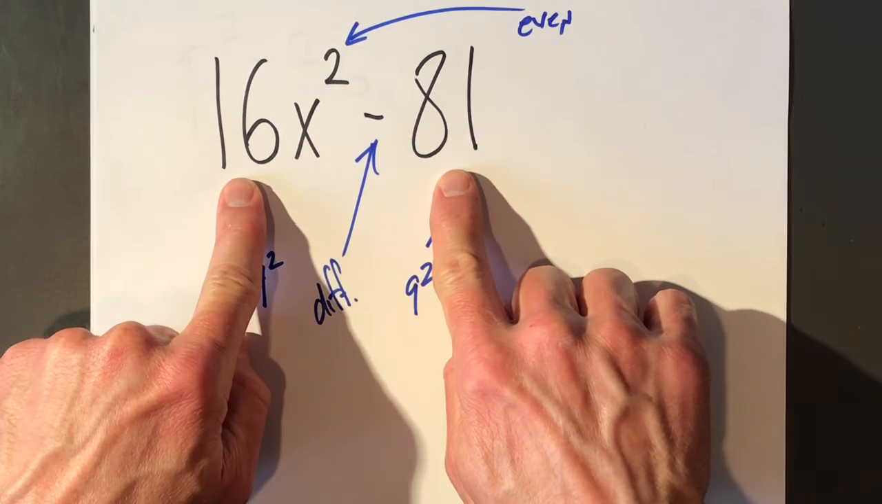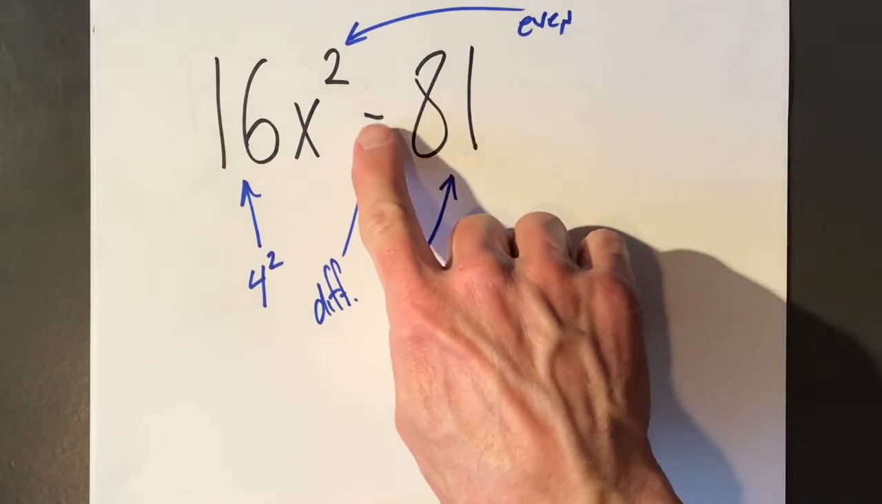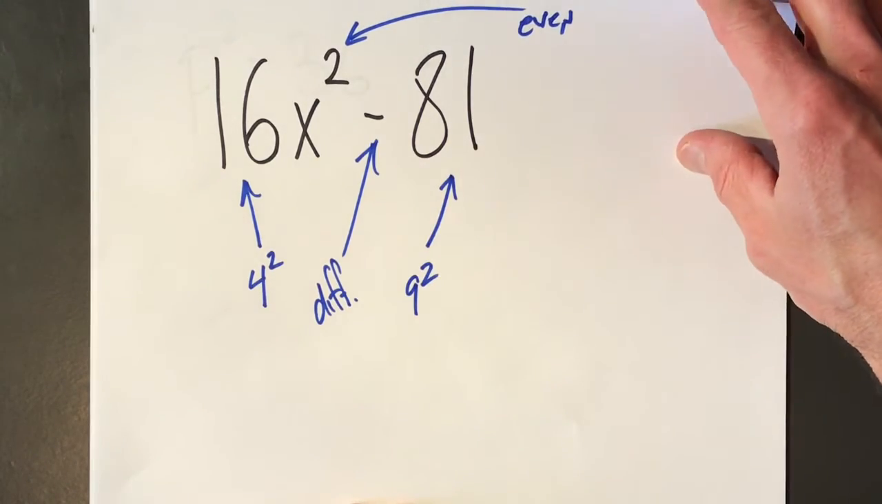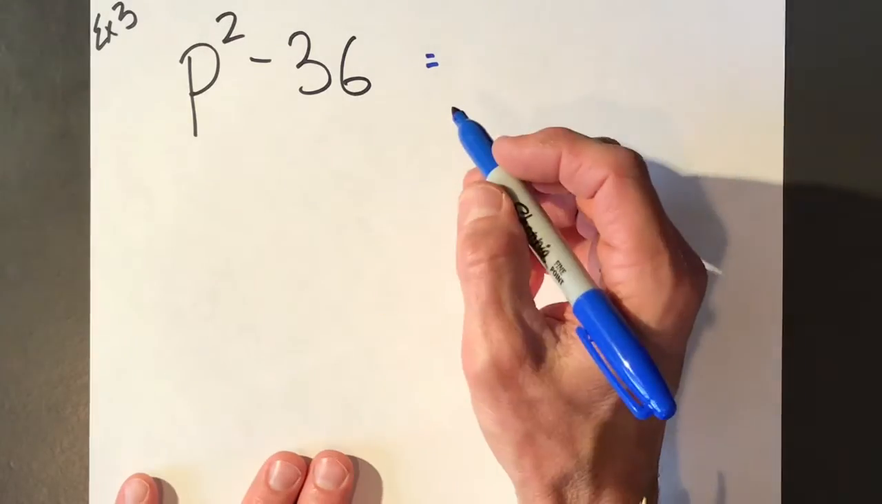I knew my perfect squares. Those are numbers multiplied by themselves. And I knew that difference was subtract. So when I observed that happening, I could immediately identify that there was a special case. So I'm going to show you what to do if that happens.